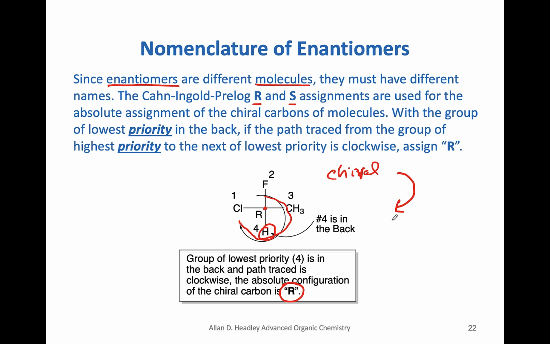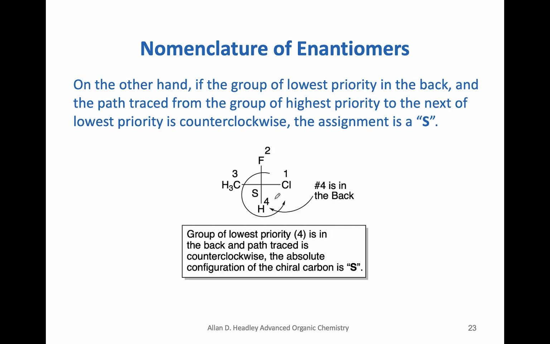As you can expect, going in the opposite direction, this would be the enantiomer of the previous slide. So going in the opposite direction, we go 1, 2, 3. Here we go counterclockwise, opposite to the movement of the clock, and this gets an S assignment. So that's an S enantiomer.